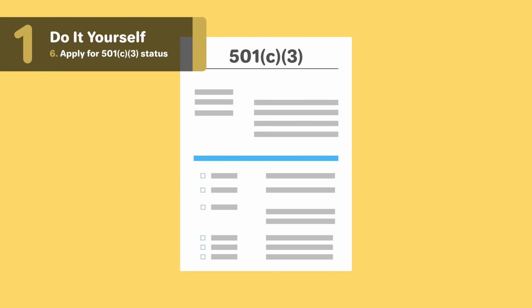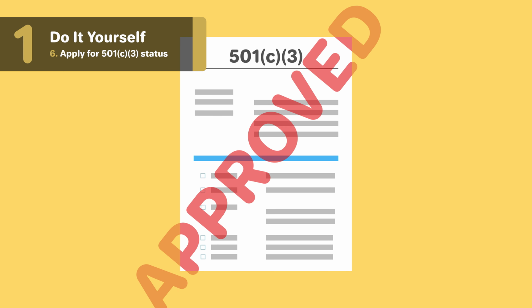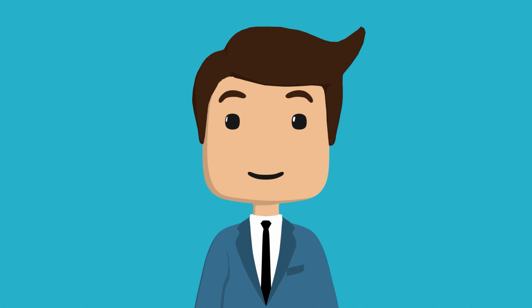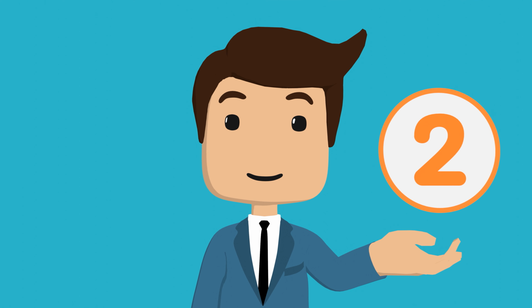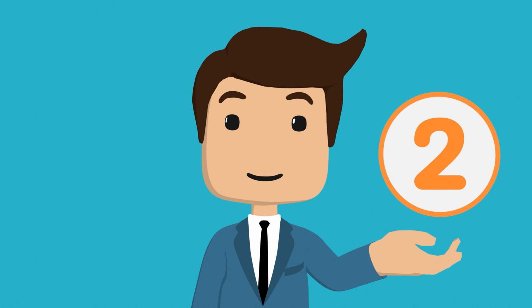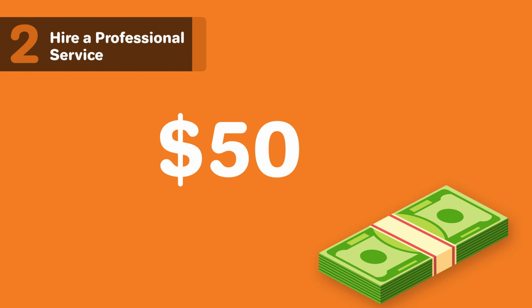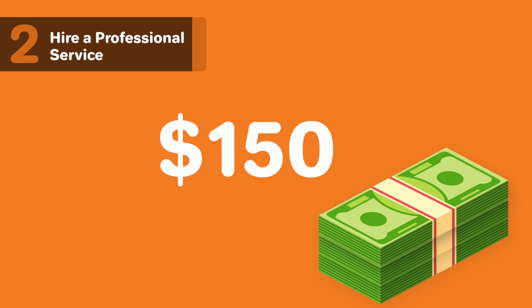Once you have received your 501c3 determination letter from the IRS, you will automatically be exempt from Idaho state corporate income tax. Option 2. The second way to form a nonprofit is to hire a professional service to create your nonprofit for you. Hiring a professional service to file your forms and act as your registered agent for the nonprofit will cost you an additional $50 to $150.